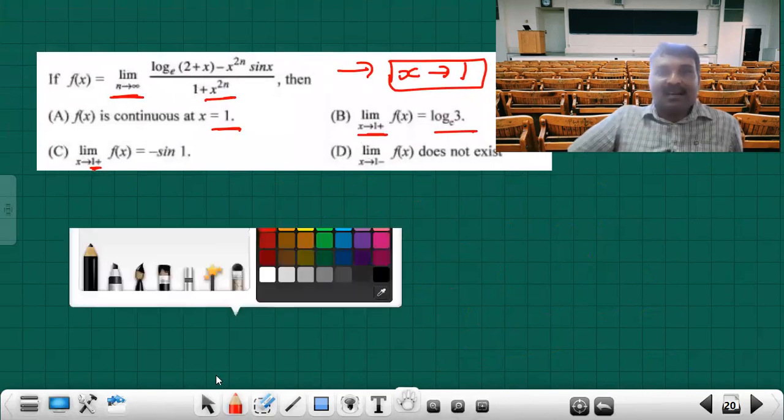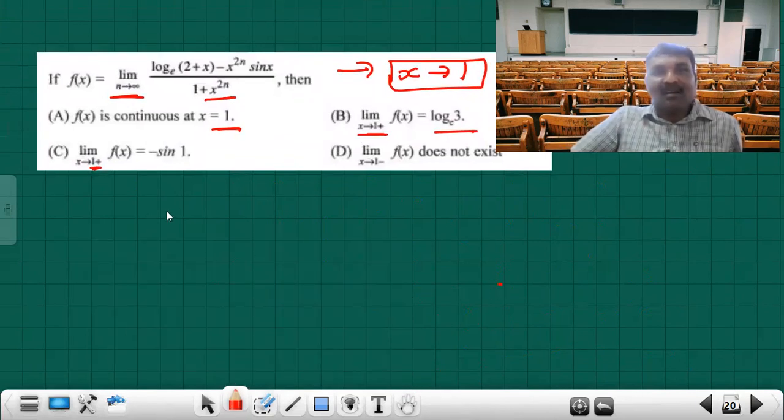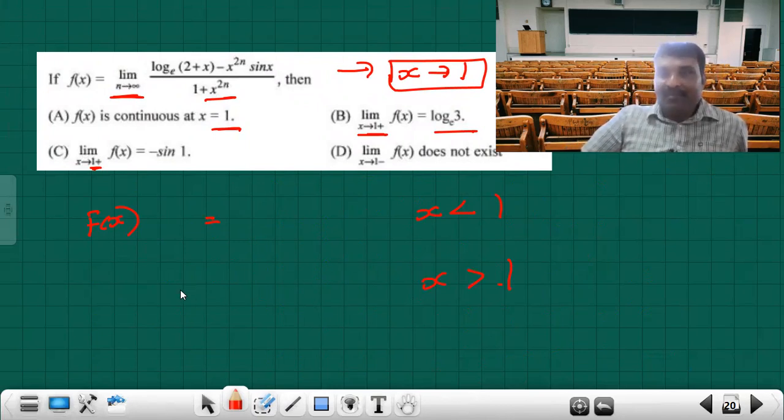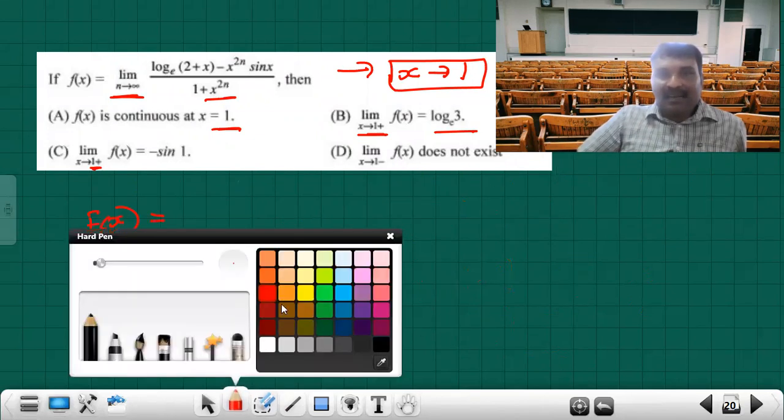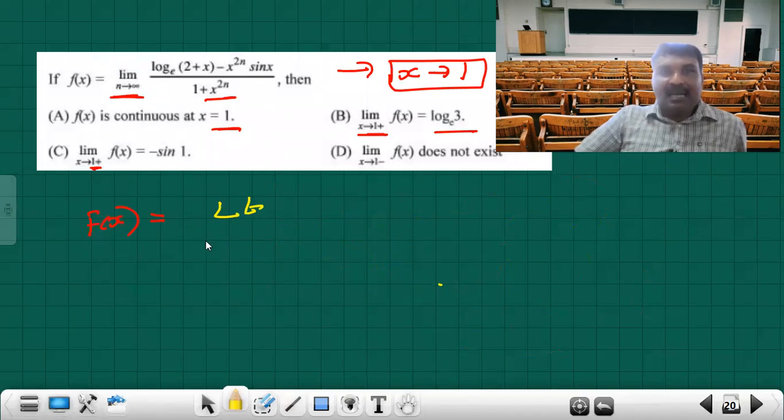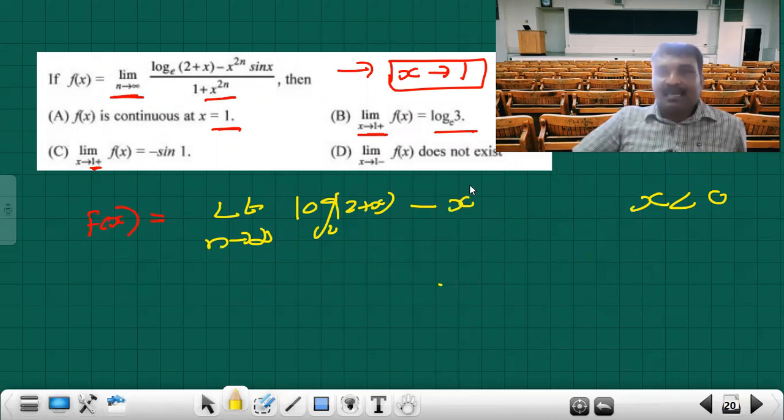Now we can evaluate the left hand limit and right hand limit. Before that, we can obtain the function. What is the value of function f of x for x less than 1 and also for x greater than 1, right? First we have defined f of x as the limit, right? So for x less than 0, we can write f of x, that is limit n tends to infinity. First case is x less than 0, right? Log(2 + x) minus, this term becomes x raised to 2n.